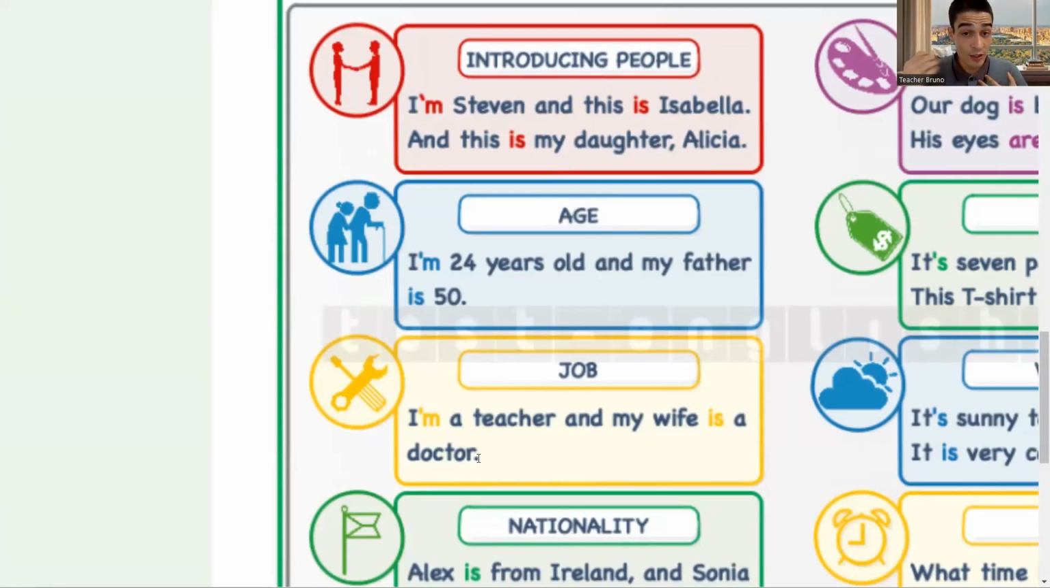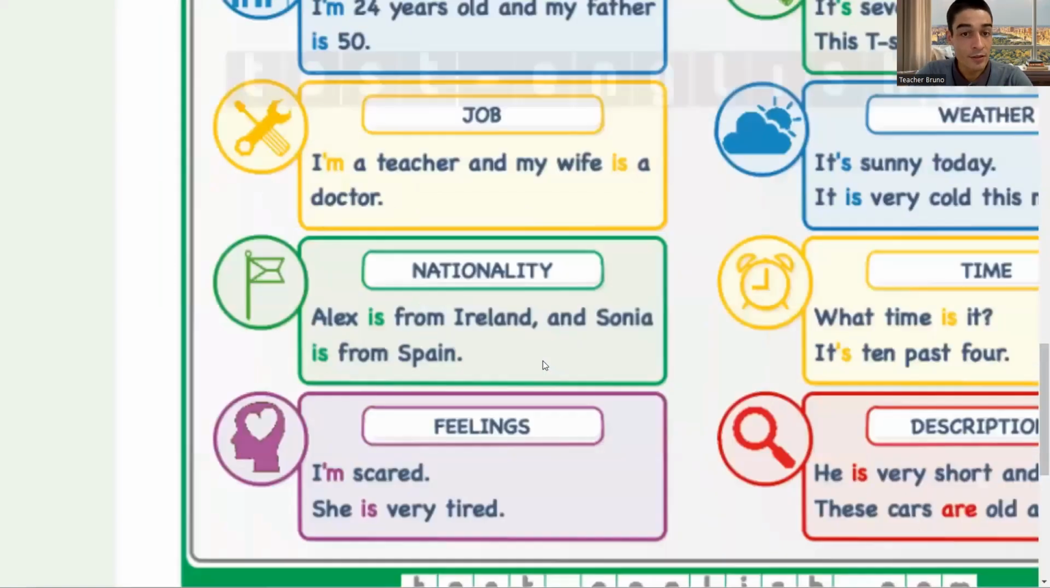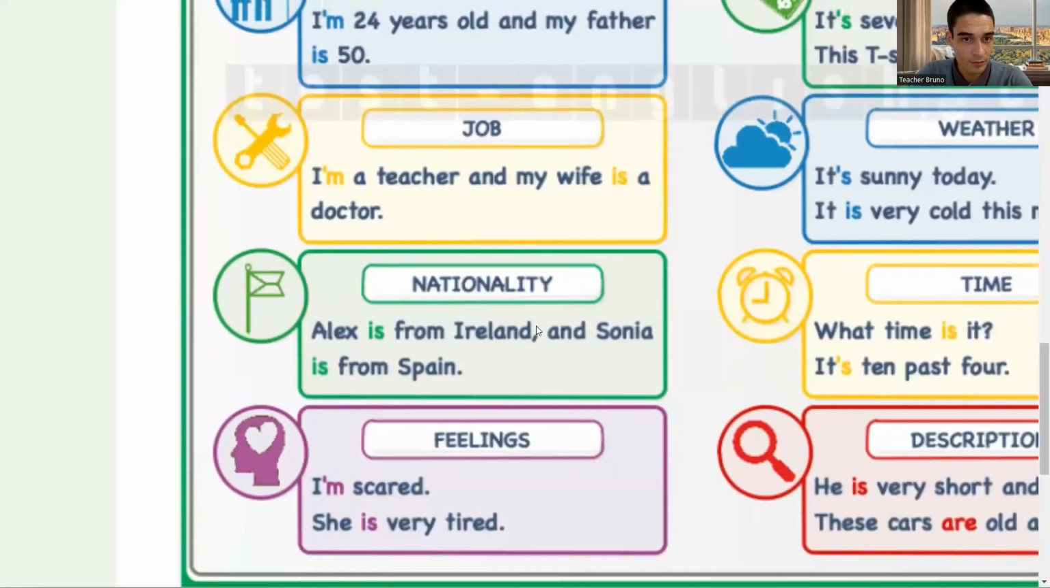I'm a teacher and my wife is a doctor. I'm an engineer. You're an architect. So on and so forth. The next context is nationalities. I'm from Brazil. You're from Italy. He's from Portugal. She's from Spain.